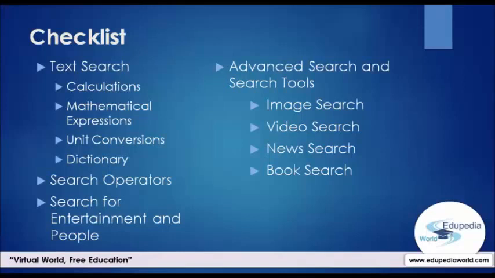Good thing about Google search engine is when you search for entertainment and people related topics, it will display a nice looking layout in the right panel with the basic and most important information. And finally, we tried out an image search, video search, news search, and a book search. There we learned about the advanced search window and the search tools options. When it comes to images, you can search images by color. When it comes to videos, you can search by the duration.